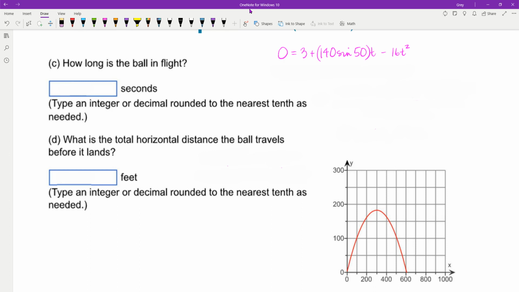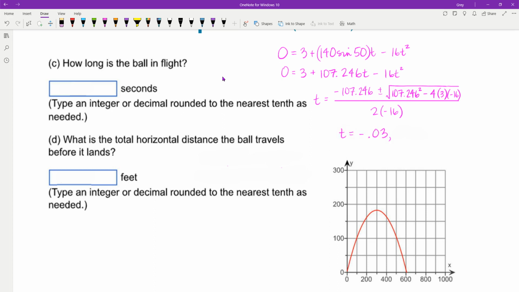Otherwise, you would take that 140 sine of 50 times t. I would do the 140 sine of 50 and write it as a decimal. Now I have a quadratic, and it's not going to factor, so I'm going to use the quadratic formula. t is equal to negative b plus or minus the square root of b squared minus 4ac, all over 2a. When you plug that into your calculator, you're going to get negative 0.03 and 6.73.